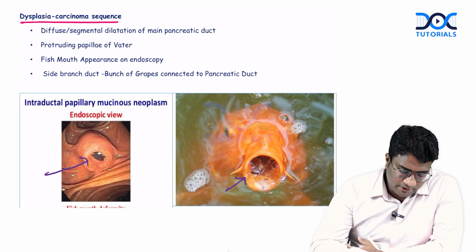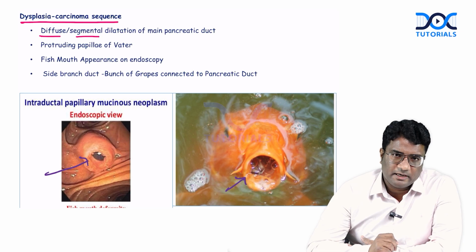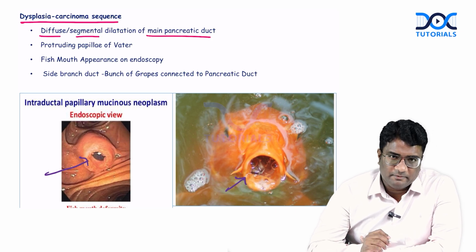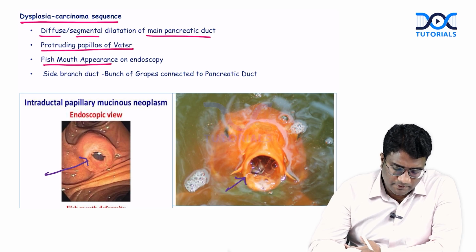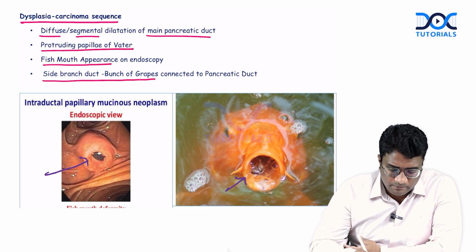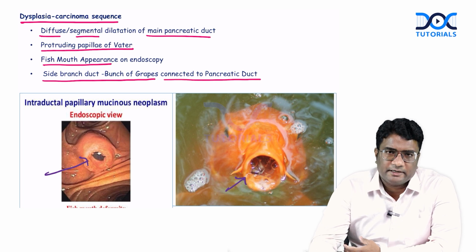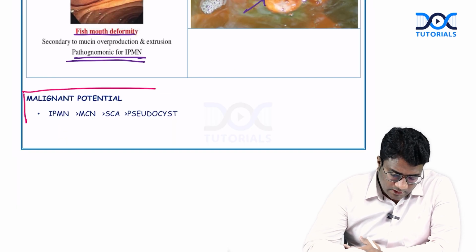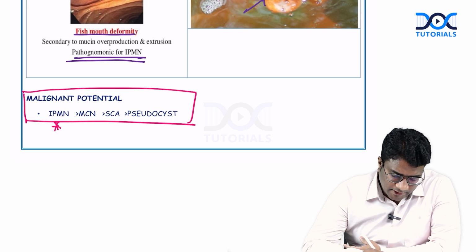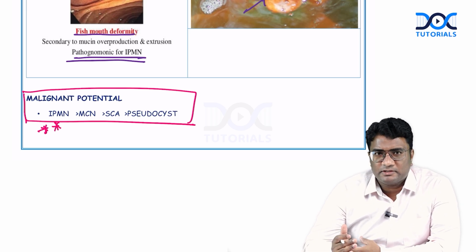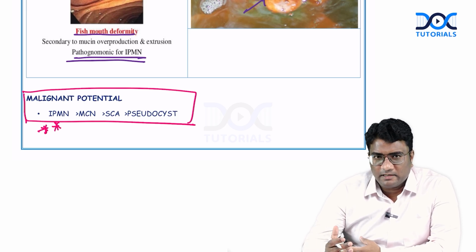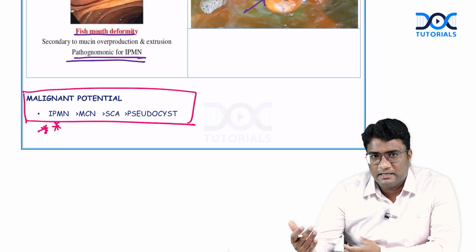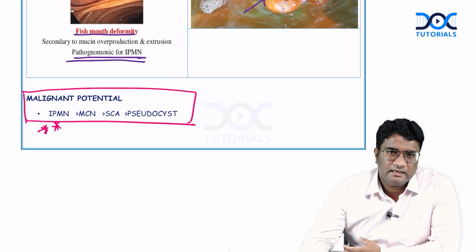So, there will be either a diffuse involvement or a segmental involvement of the main pancreatic duct, side branch involvement, or a mixed involvement. There could be a protruding ampulla of Vater showing a fish mouth appearance, and the side branch involvement shows a bunch of grapes appearance, but this will be connected to the pancreatic duct. And the malignant potential of IPMN is much greater than that of mucinous or serous cystadenoma, and pseudocyst does not have any risk of cancer. So, what is the order? Intraductal papillary mucinous neoplasm, serous cystadenoma, lastly the pseudocyst. Pseudocyst has no risk of pancreatic adenocarcinoma.